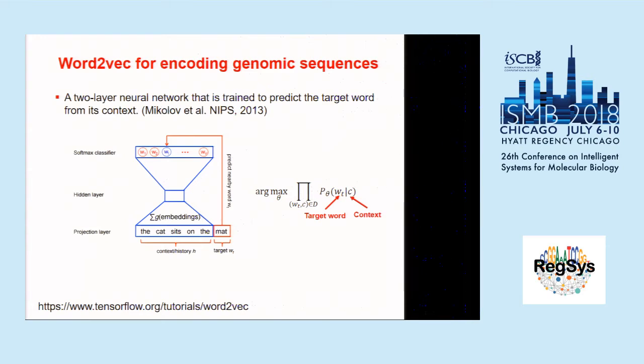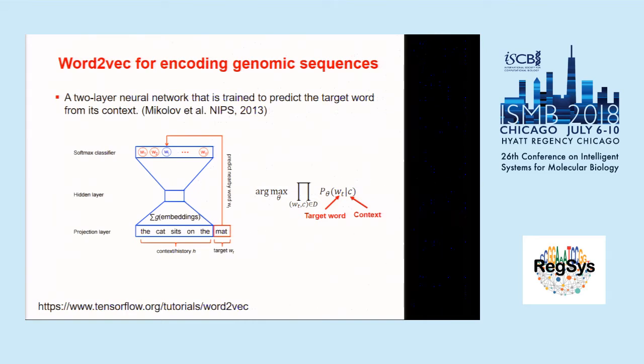As this figure shows, for example, it would try to predict the word mat from the context the cat sits on the. And this image also shows an intuitive way to implement this model. However, this naive implementation is computationally very expensive because, as it shows, the last layer needs to do softmax over all the words in the vocabulary.